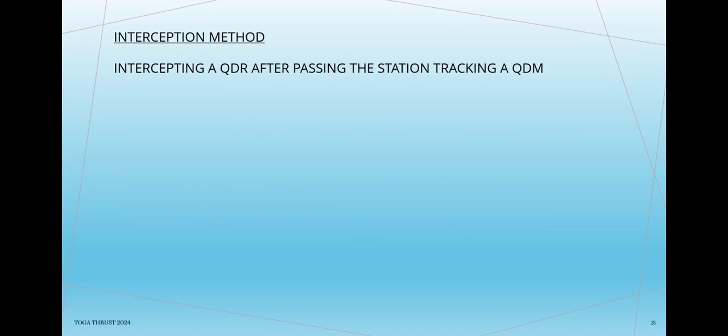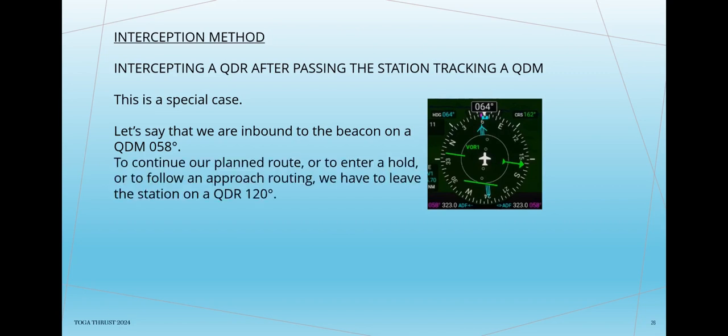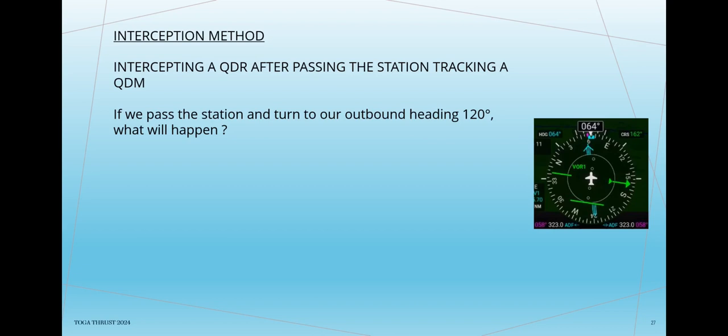Intercepting a QDR after passing the station tracking a QDM. This is a special case. Let's say that we are inbound to the beacon on a QDM 058 degrees. To continue our planned route, or to enter a hold, or to follow an approach routing, we have to leave the station on a QDR 120 degrees. What should we do? If we pass the station and turn to our outbound heading 120 degrees, what will happen?